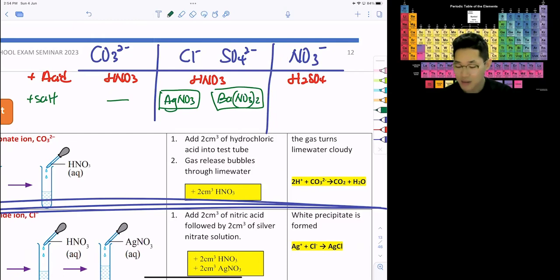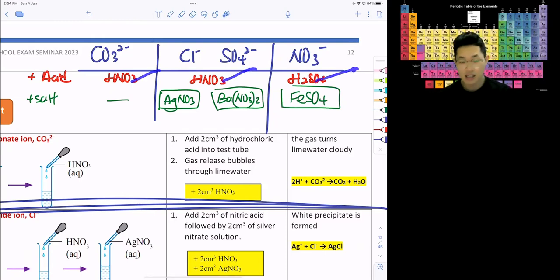The brown comes from iron. Here we use iron 2 sulfate solution. So acid, acid, acid, salt, salt, salt. Lastly, concentrated acid.